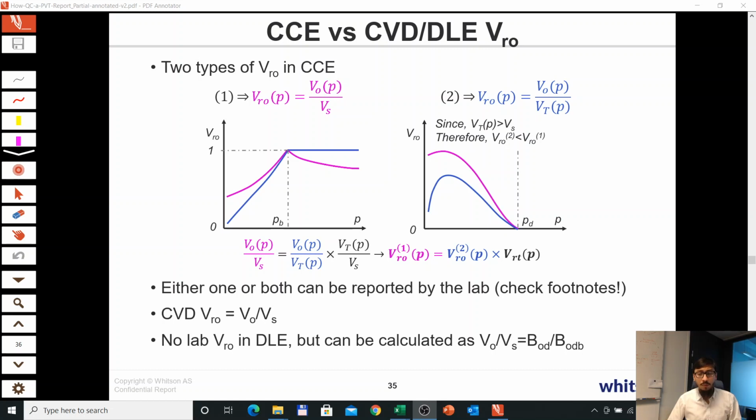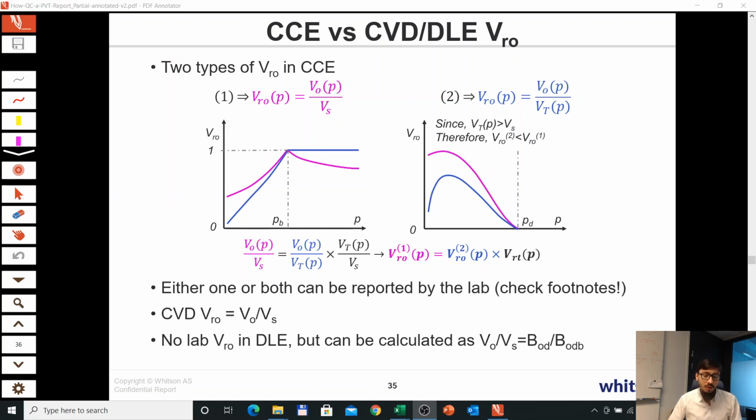So the problem is that it's hard to say, if you look at the DLE data, whether there is any issue in it. So there is another method that we can use to check for consistency between the lab reported data across different experiments.